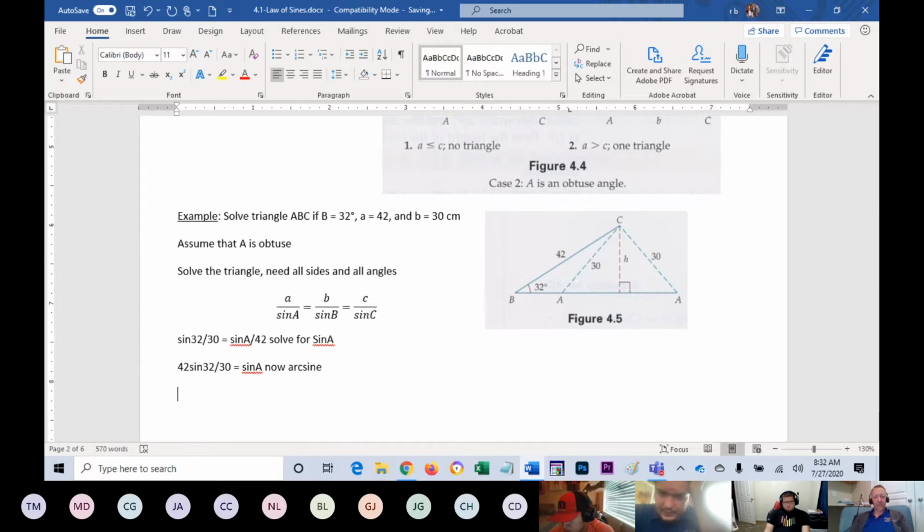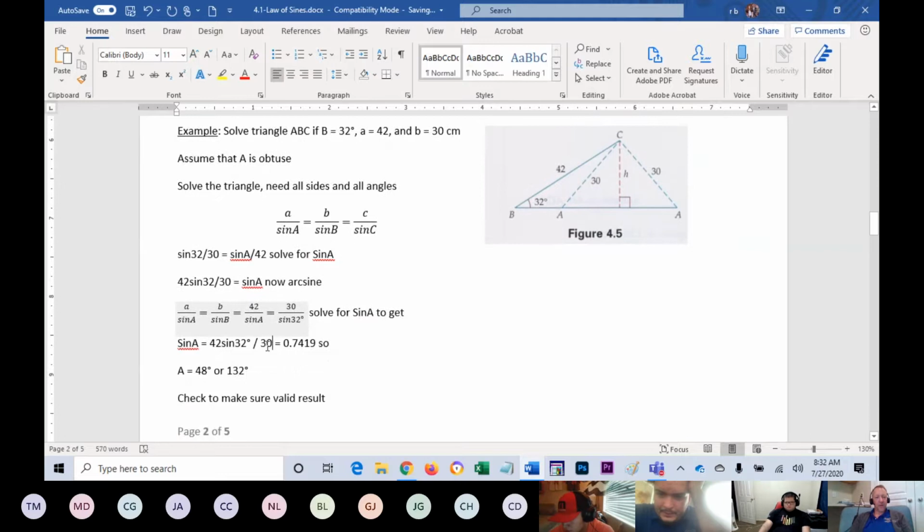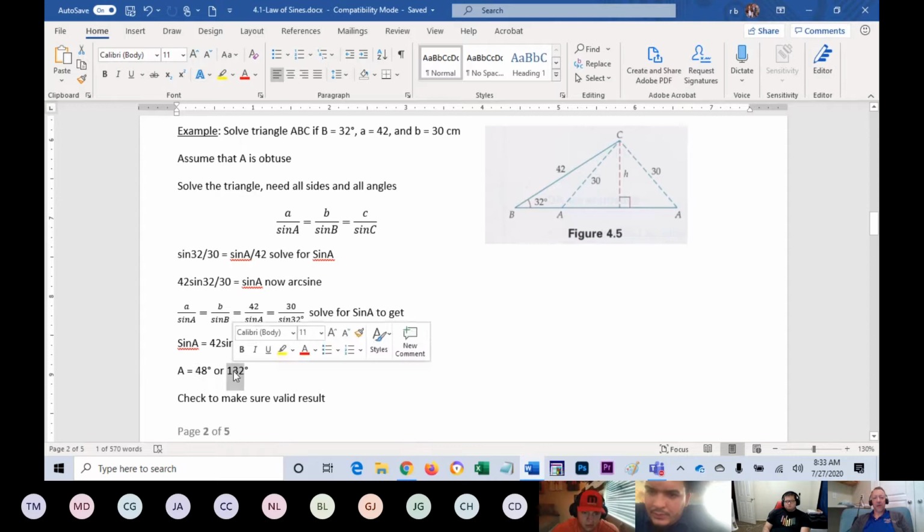Now, here's the problem with that, though. So when we do that, we're going to get the sine of A equals that, just like we said, which equals 0.7419 radians. So when we do the arc sine, we're probably going to get 48 degrees on our calculator. So that's actually this angle here. So that's going to be 48 degrees. Now we also have to remember that angle A can be obtuse: 180 minus 48 is going to be 132.